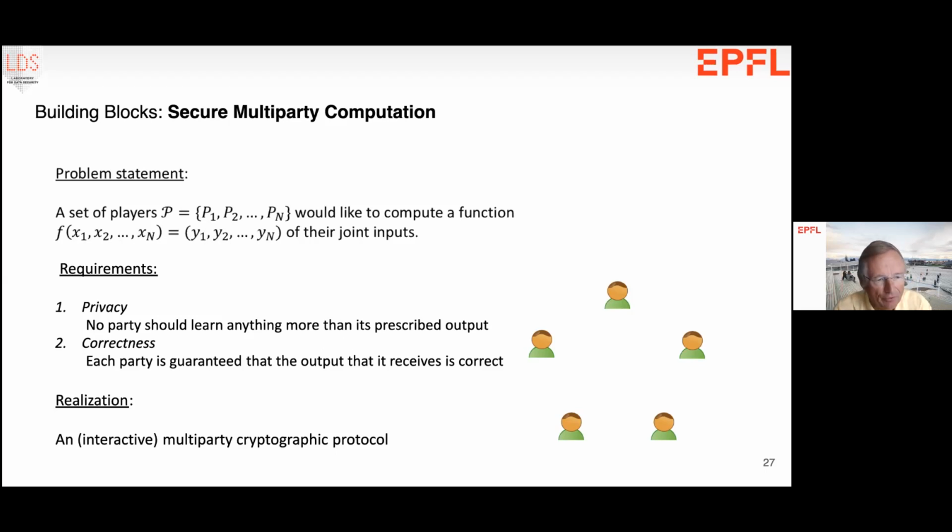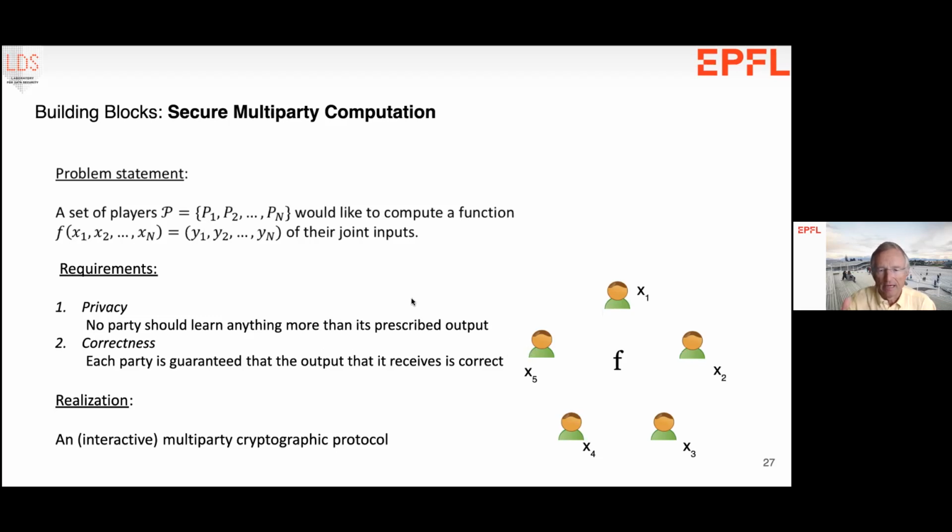but one can also imagine they are actually different for generality. So the requirements in such a setting are to have privacy. So no party should learn anything more than its prescribed output. And correctness, which means that each party is guaranteed that the output that it receives is correct. So here is an example with five parties. Each of them has this input x1 to x5, and then they run the secure multiparty computation.